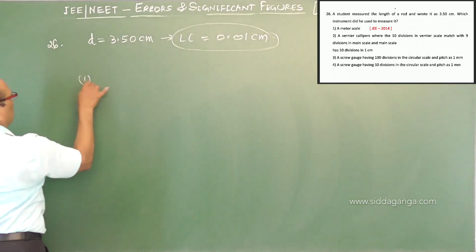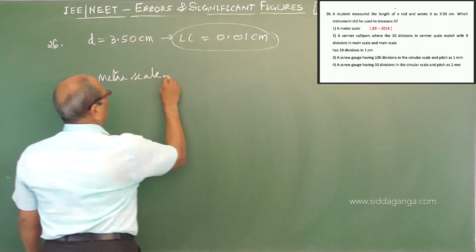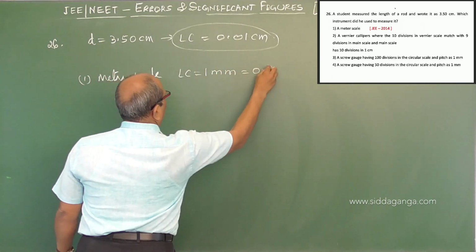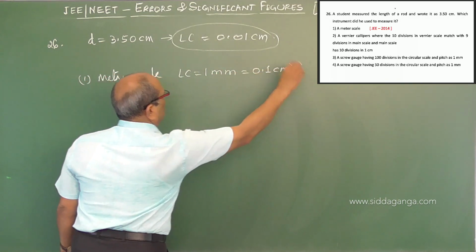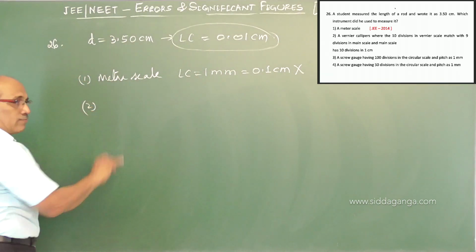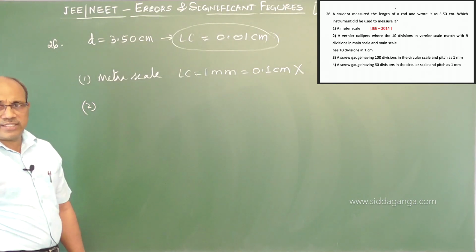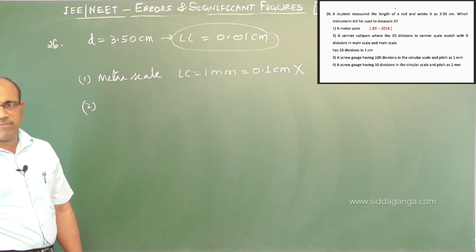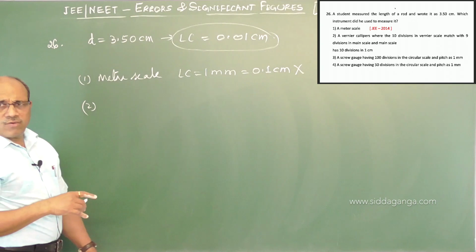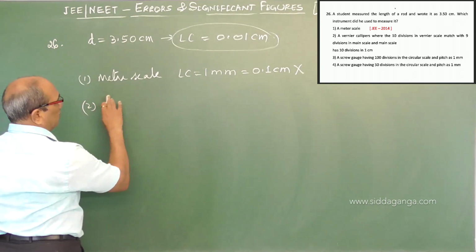Suppose we take a meter scale, where the least count is 1 millimeter or 0.1 centimeter. That is not the answer. You have to get 0.01. The second is a vernier calipers, where 10 divisions of the vernier scale match with 9 divisions on the main scale, and the main scale division is 1 millimeter or 0.1 centimeter.